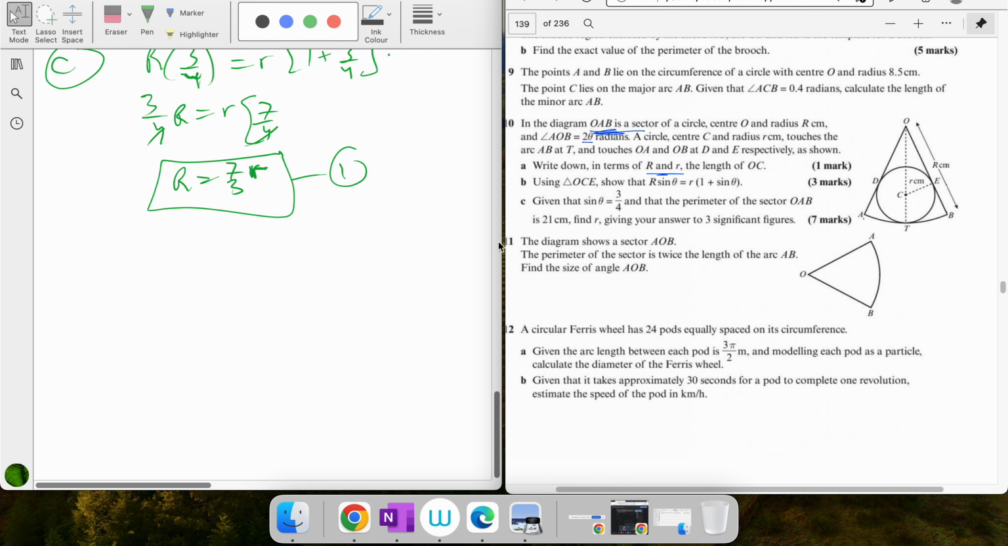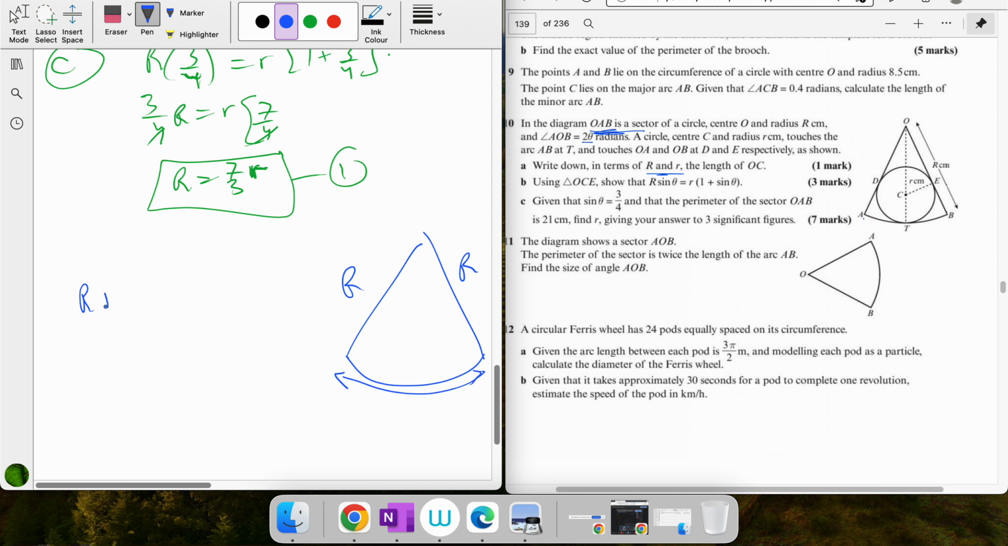Second could be made using this given information that the perimeter is 21. So we have three sides for the perimeter of sector OAB. One is capital R on two sides, and this should be the arc length. So perimeter is 2R plus R times 2 theta, which is equal to 21 as given. And we know that sine theta was equal to 3 by 4. So I can replace this theta, and make sure your calculator is in radian form.